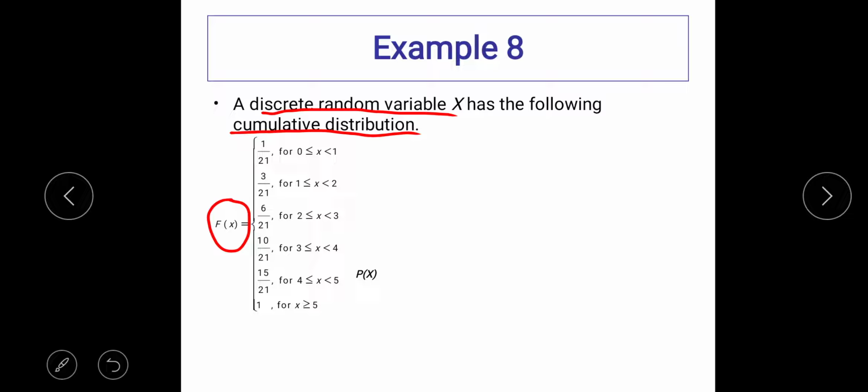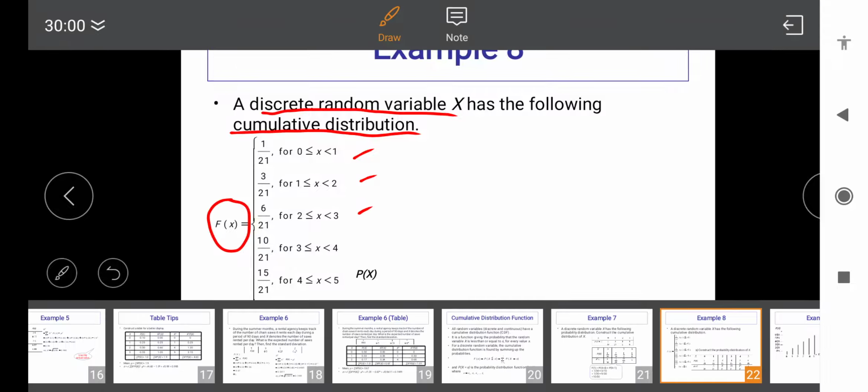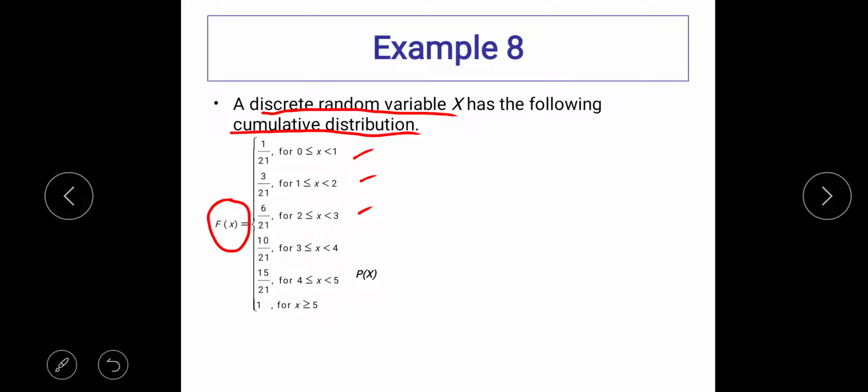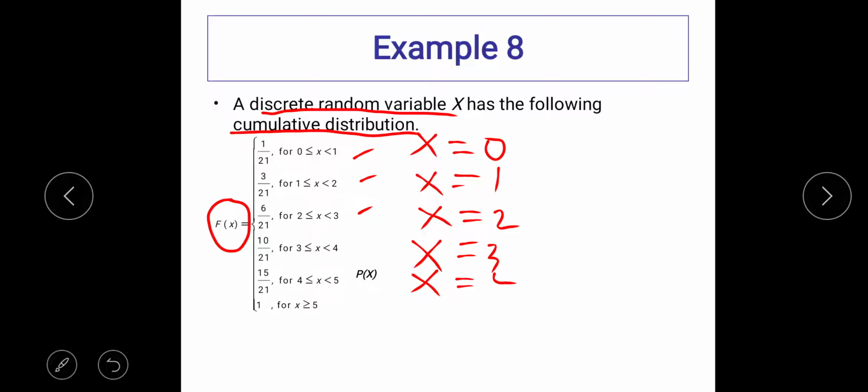But if you look at these intervals here, now you have x less than 1 but equals or greater than 0. Even though they are all in intervals, they are not continuous variables. They are still discrete random variables because x means just equal 0, x means only just equal 1. In this case here, x equals 2, x equals 3, x equals 4, x equals 5. So please take note, because we are still doing discrete random variables.